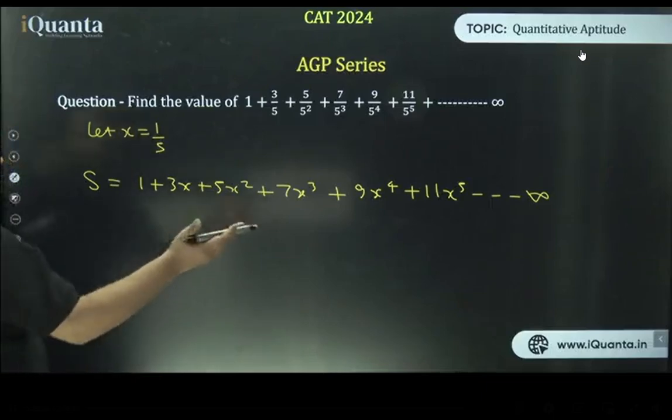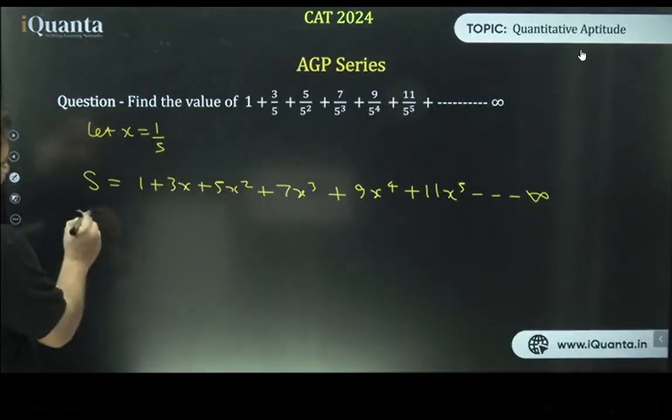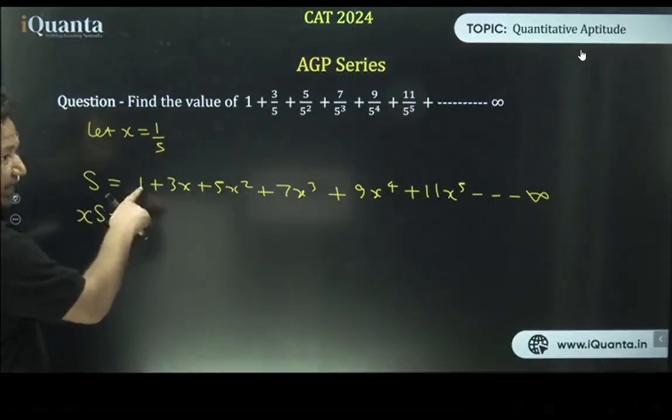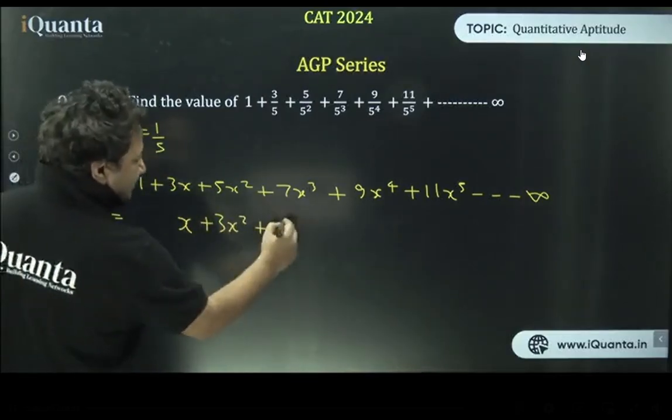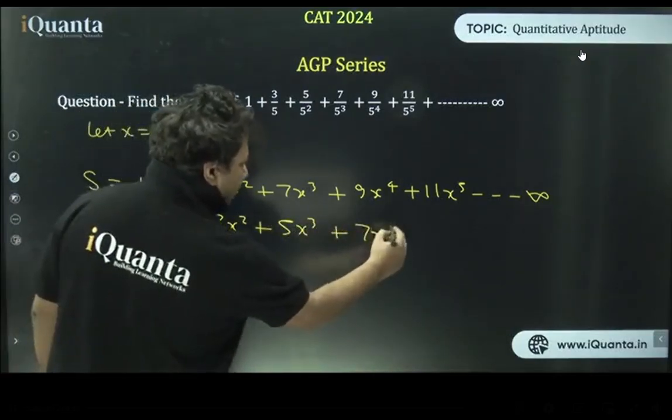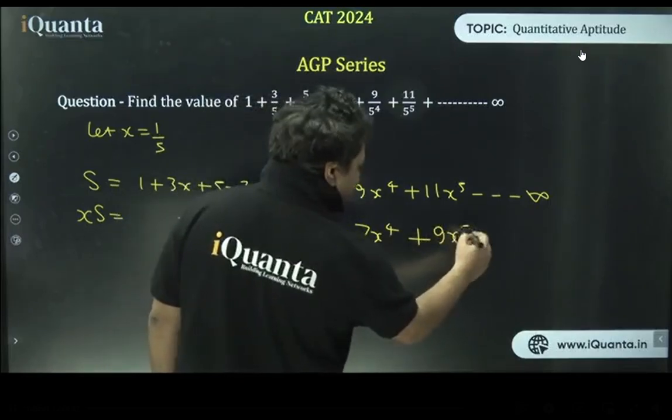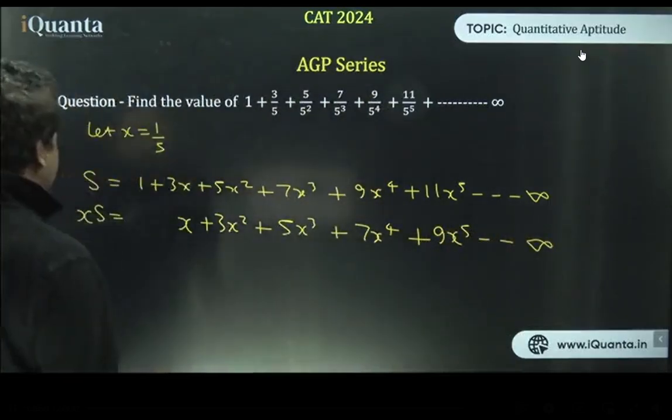How is it possible? If I multiply both sides by x, I'll get xS here. And near 1, x मतलब x हो गया, उसको यहाँ लिख दूंगा. To compare the like terms, 3x becomes 3x square. This becomes 5x cube. This becomes 7x to the power 4. This becomes 9x to the power 5 and so on till infinity. I think you got the idea now.